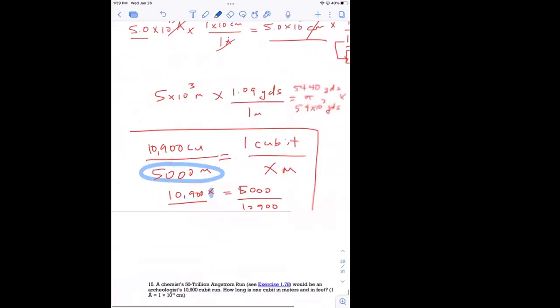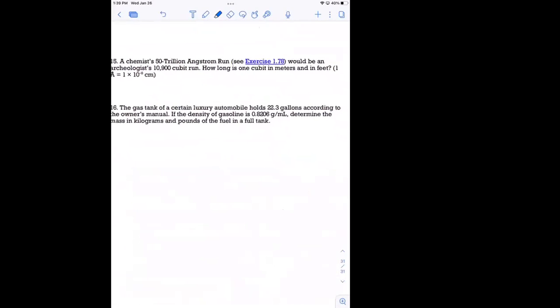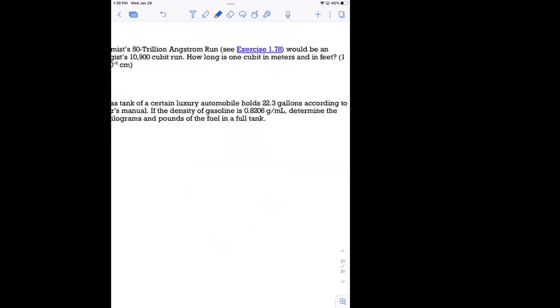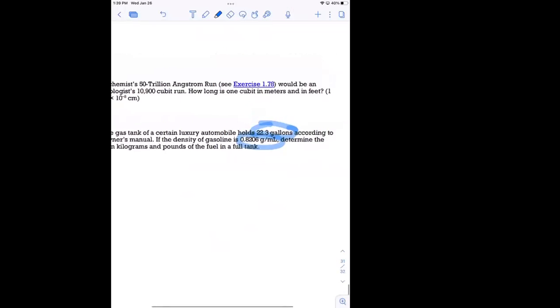All right. So let's go to the next question. We got enough room down here. It says the gas tank of a certain luxury automobile holds 22.3 gallons according to the owner's manual. If the density of gasoline is given, look at all the information it's given us, we always want to pay attention to that. We got the volume of the gas tank, we got the density of gas, and it says determine the mass in kilos and pounds, right?